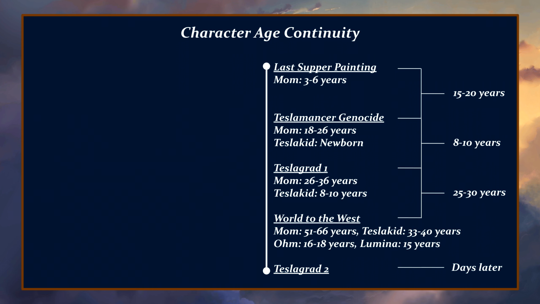From the beginning of World to the West to the beginning of Teslagrad 2, I would say there is a negligible time difference, a matter of days. So, from the Last Supper painting to the beginning of Teslagrad 2, Galvan and Eleanor have been in Wormheim for a total of around 48 to 60 years.